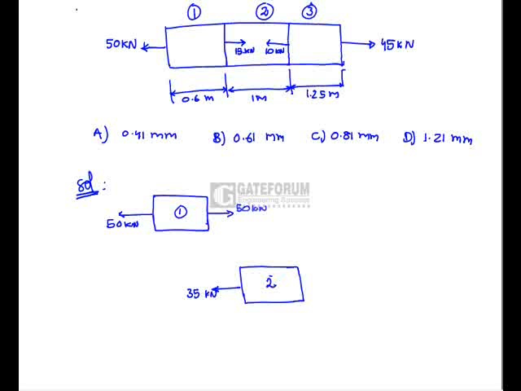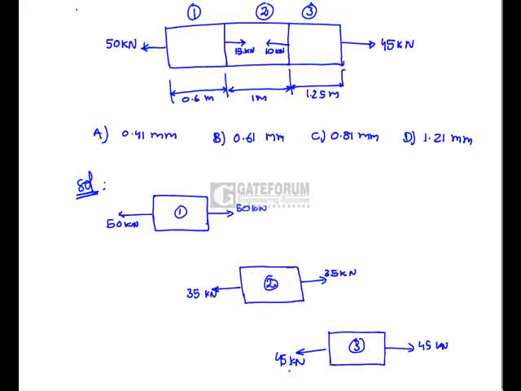Now for section 2 to be in equilibrium, another 35 kilonewton must be acting on the other side towards the right side. Now consider 3. Here already 45 kilonewton is acting on section 3 towards the right. So now for section 3 to be in equilibrium, another 45 kilonewton should act on the opposite side.